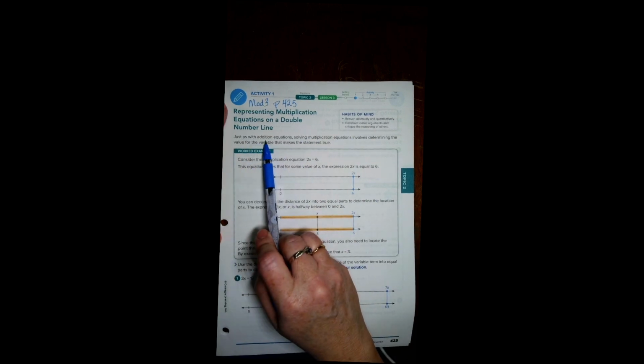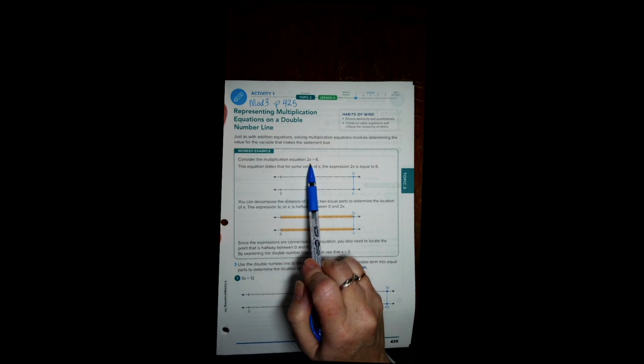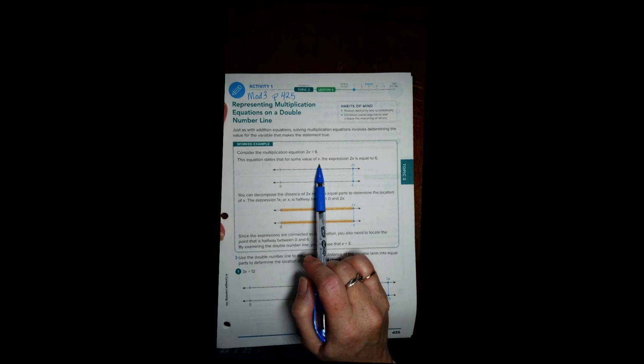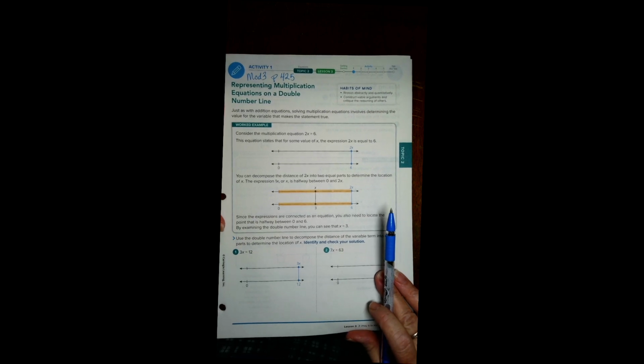Viable means it's possible. Just as with addition equations, solving multiplication equations involves determining the value for the variable that makes the statement true. Consider the multiplication equation 2x equals 6. The equation states that for some value of x, the expression 2x is equal to 6. And it shows us that here on this double number line, we actually already had this exact equation. I think I had an n in the last video on the getting started. And now they just have an x, but it's still the same thing.